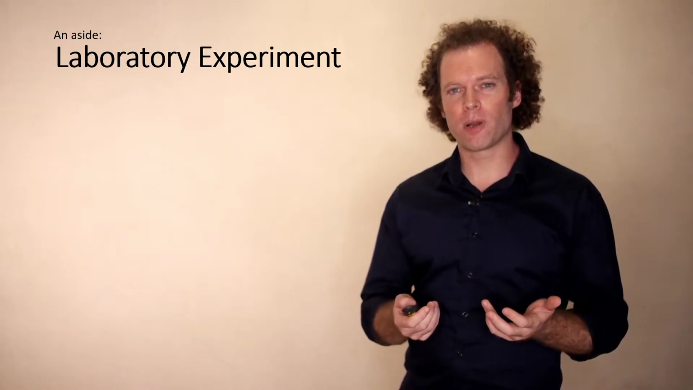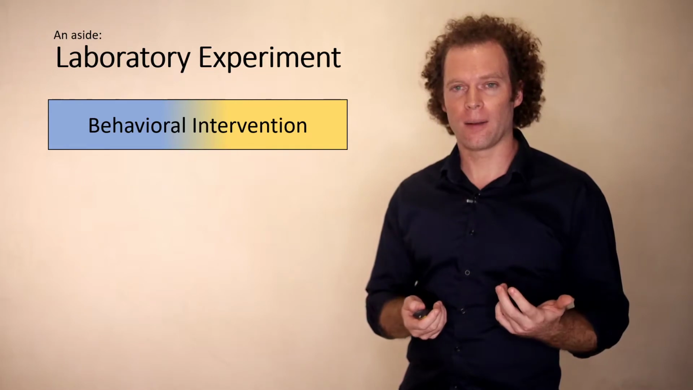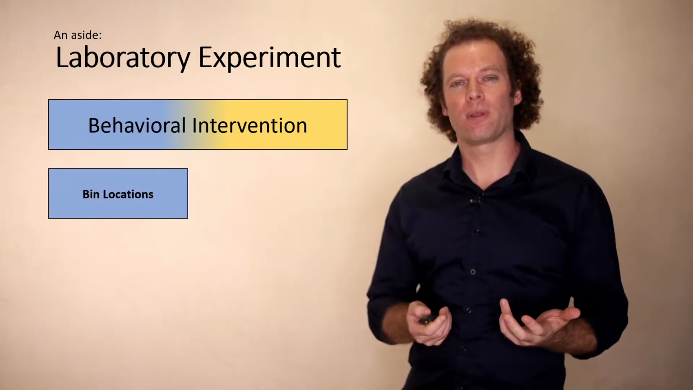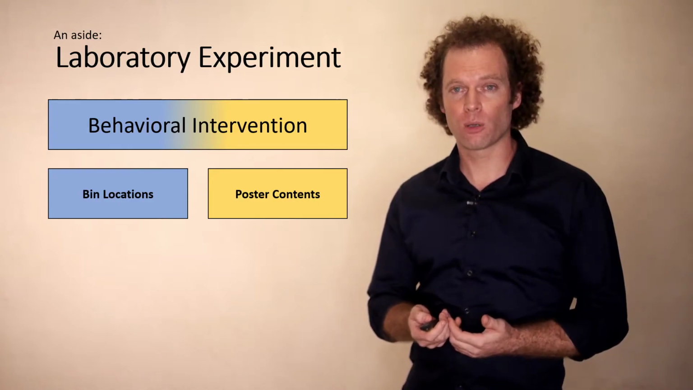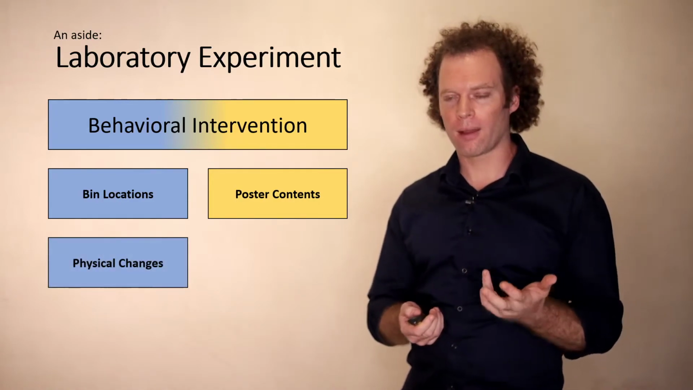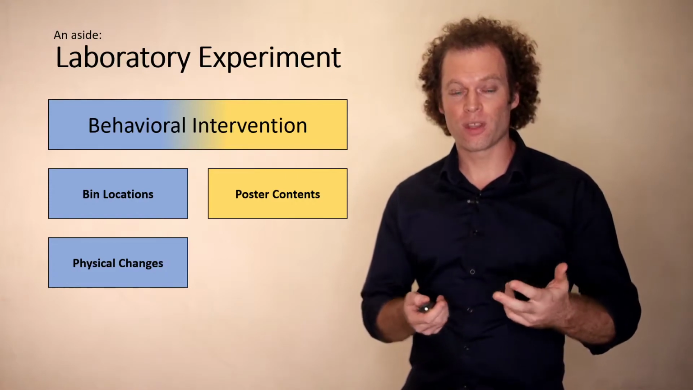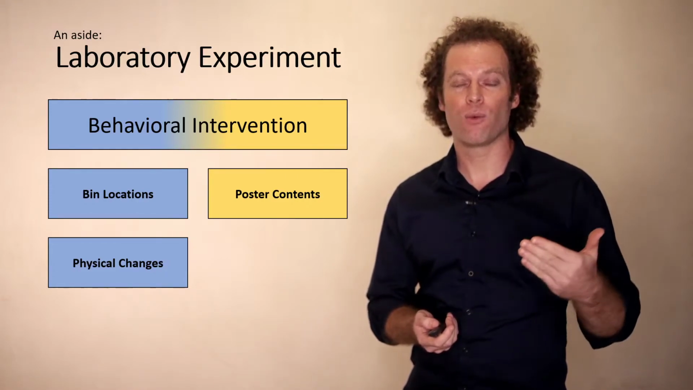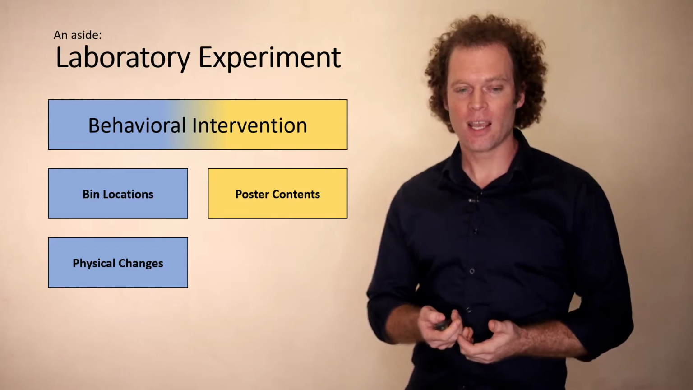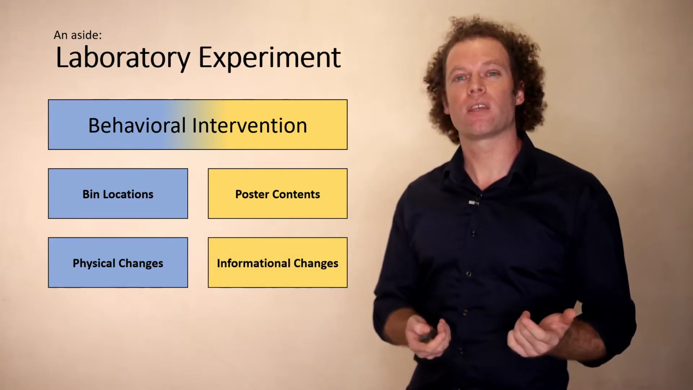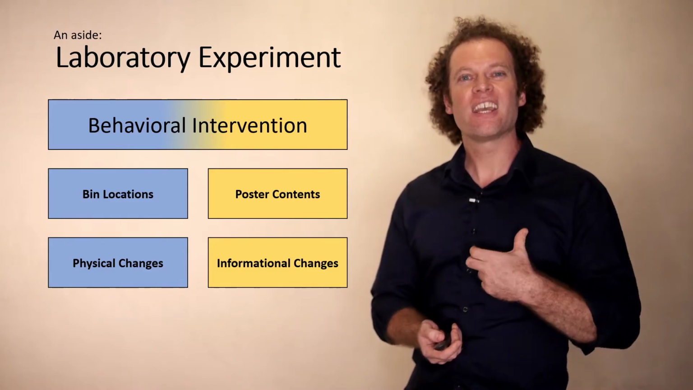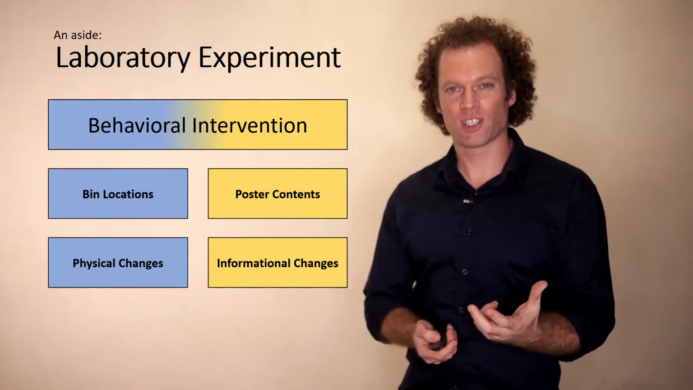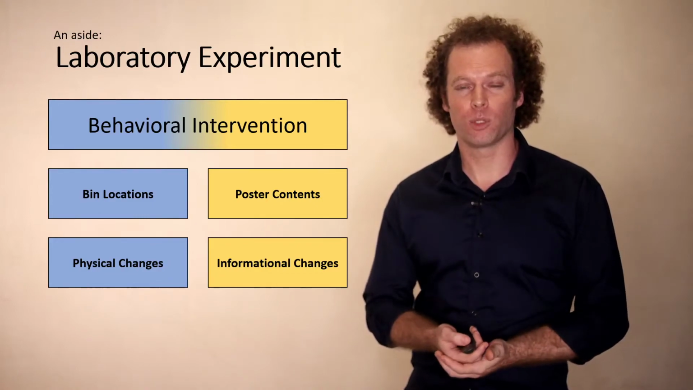So this experiment I did had a couple aspects to it. On one hand, there was the manipulation of the bin locations. On the other hand, there was the manipulation of the poster contents. Now, the bin manipulation had to do with physical changes, making the rubbish bin less convenient. The poster manipulation had to do with informational changes, including a specific type of information instructing the respondents on how clean their recyclables needed to be.